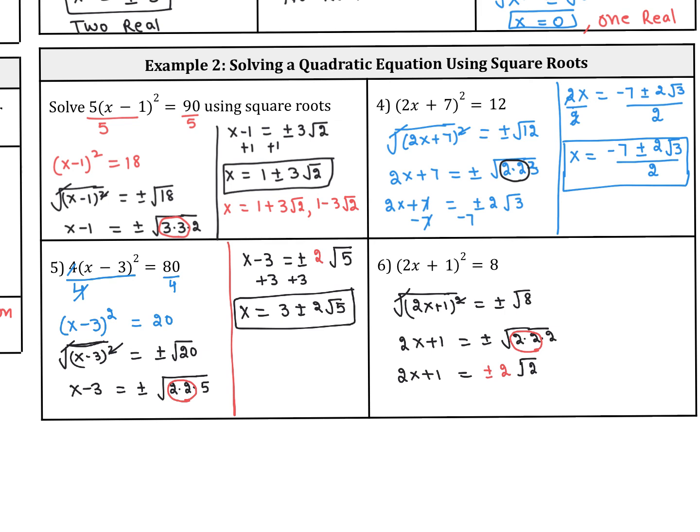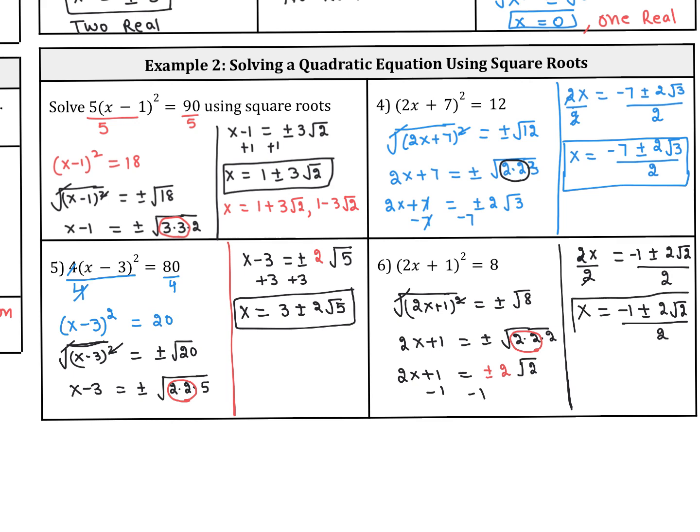You're going to solve for x. It means that you're going to subtract 1 on both sides. So 2x equals negative 1 plus or minus 2 square root 2. And then you're going to divide by 2. So x equals negative 1 plus or minus 2 square root 2 divided by 2. So the two answers are right there.